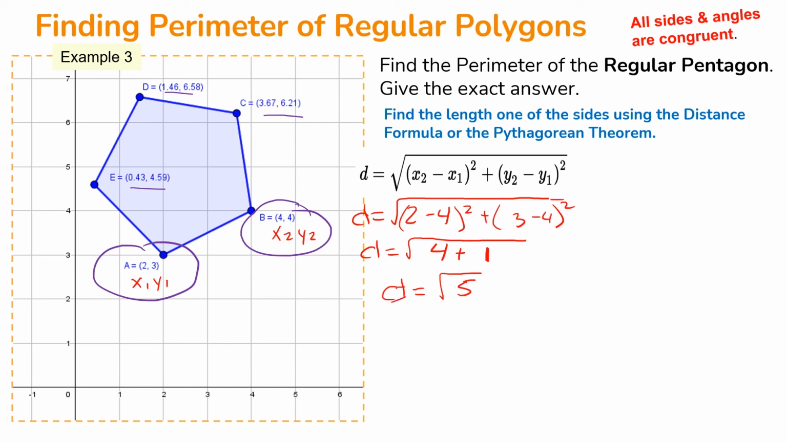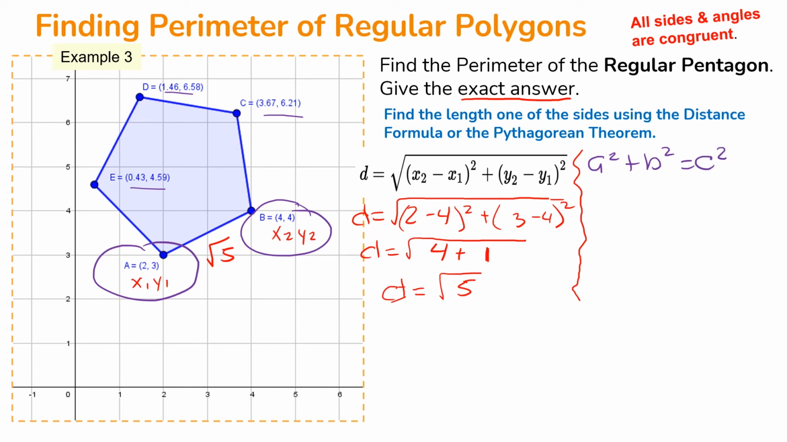So I'm actually going to leave it under the radical because it says give the exact answer, so no decimals here. So we know that one side is the square root of 5. But just to show you that if you use the Pythagorean theorem, you're going to get the same answer. And you just choose what method you prefer.